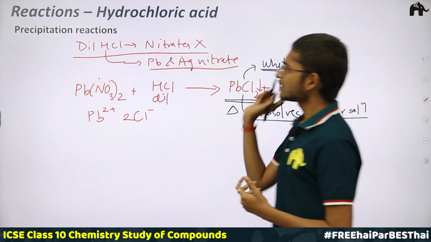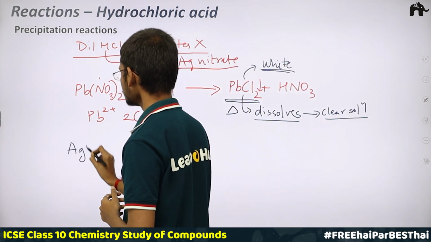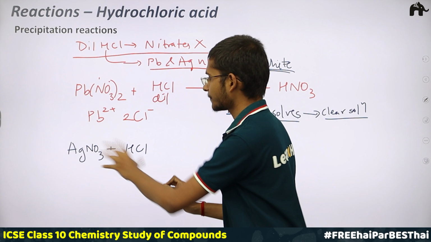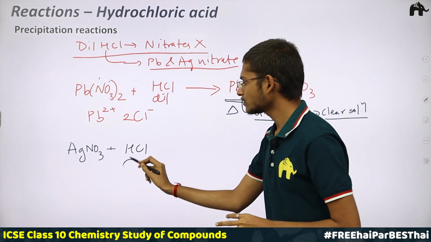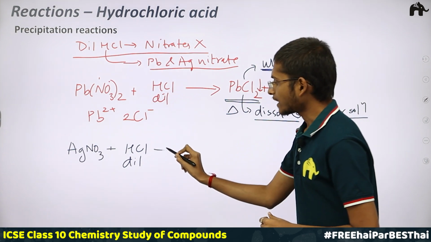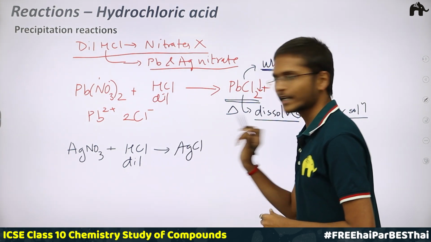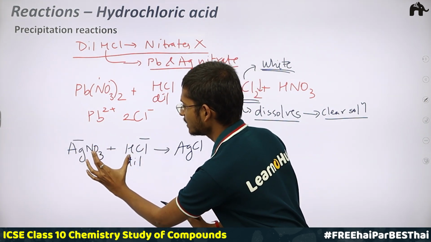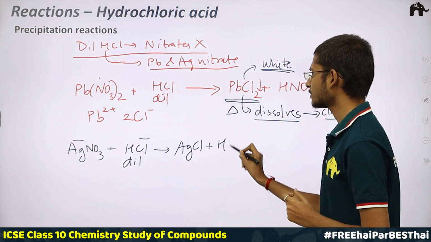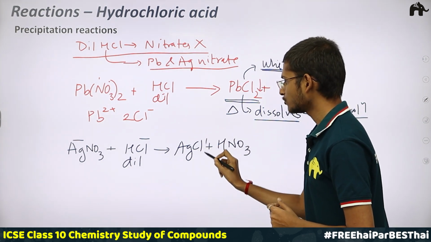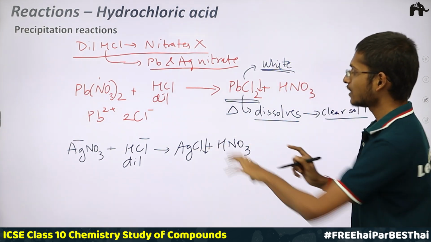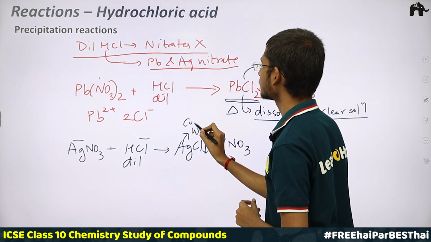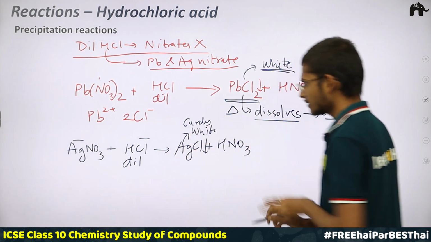Now, next is silver nitrate. It would also react with dilute hydrochloric acid, and it would form the same kind of chloride, silver chloride. What is remaining is H and NO3, which forms HNO3. In this way also you can remember the reaction. So silver chloride and HNO3. You would have figured out that silver chloride is the precipitate, and its color is also white, but curdy white, just like curd.